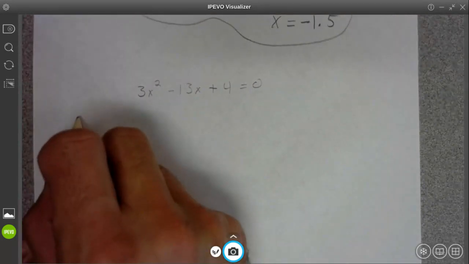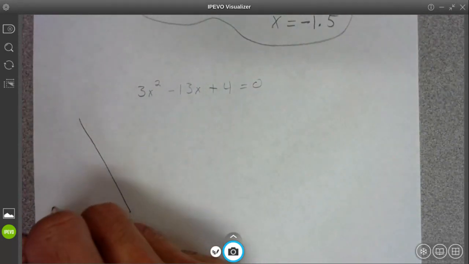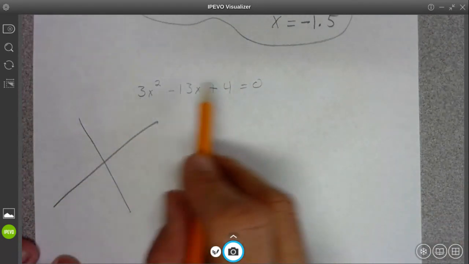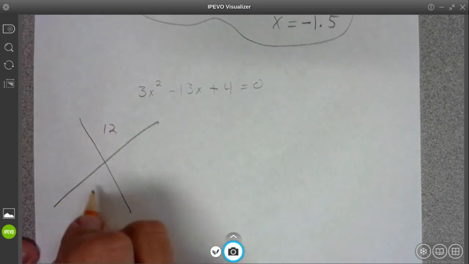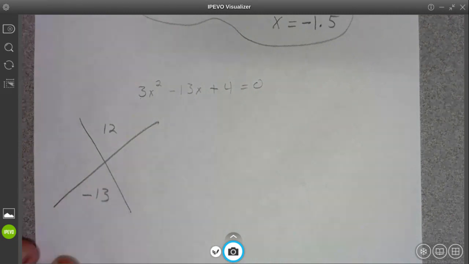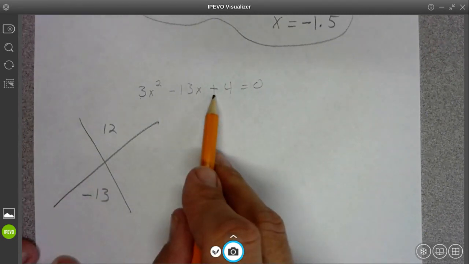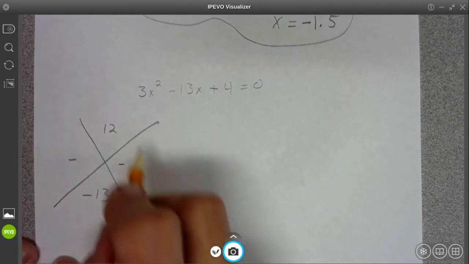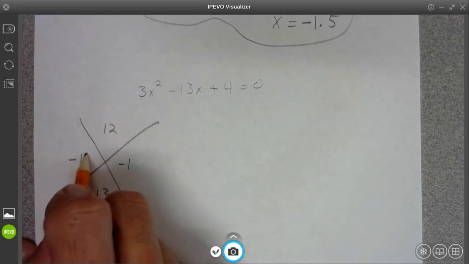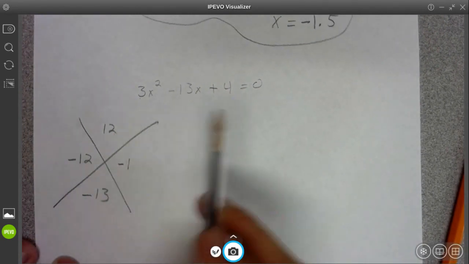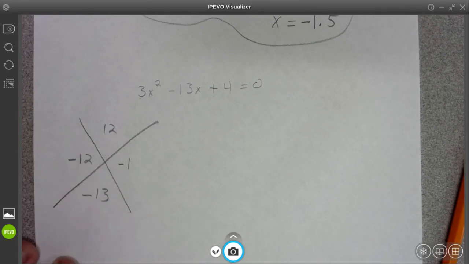All right, AC method here to factor it. There's no GCF to factor out or to divide by. 3 times 4 is 12, and those have to add up to negative 13. Same signs, and this means they're both negative. So it's actually going to be negative 1 and negative 12. They multiply to 12, and they add up to the 13.